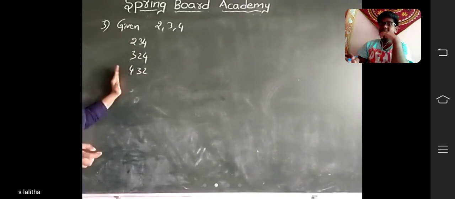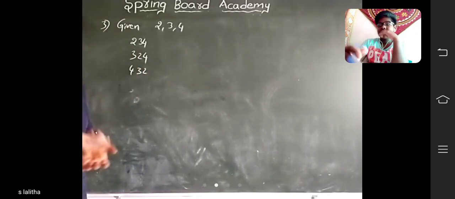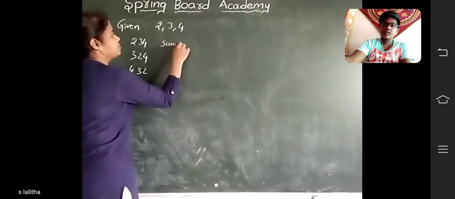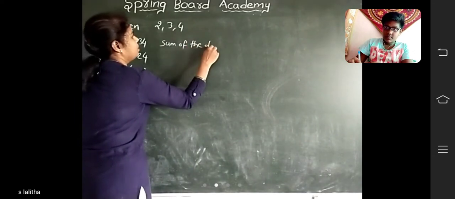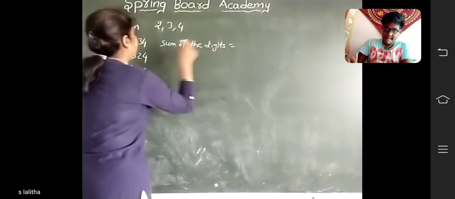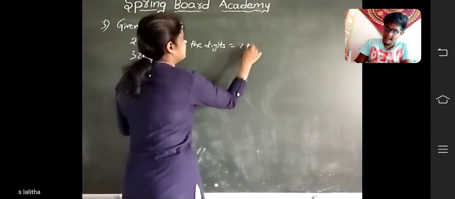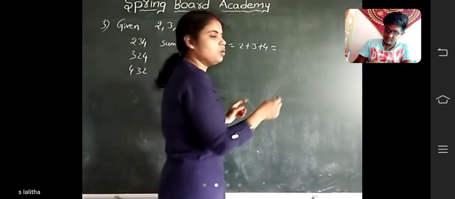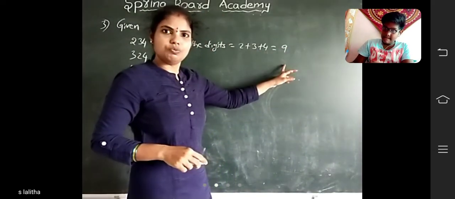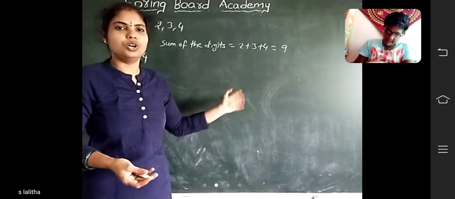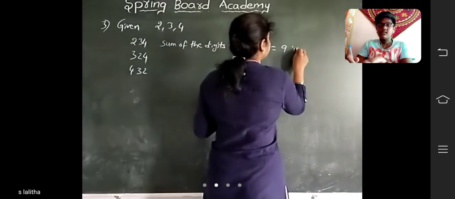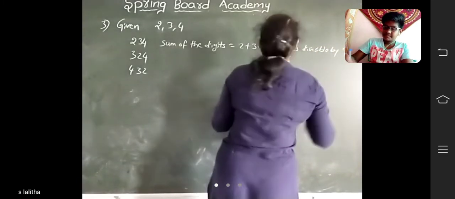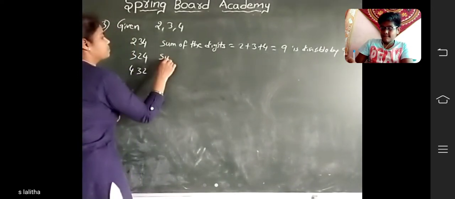Next, check which of these numbers is divisible by 9. Okay, these numbers are divisible by 9 or not. How can you check it, children? You can check it as sum of the digits. Sum of the digits equals 2 plus 3 plus 4. How much is 2 plus 3? 5. 5 plus 4? 9. Is 9 divisible by 9? Yes. So 234 is divisible by 9.